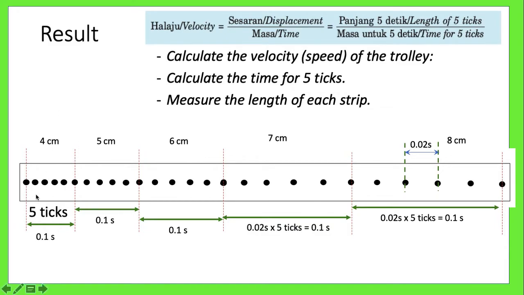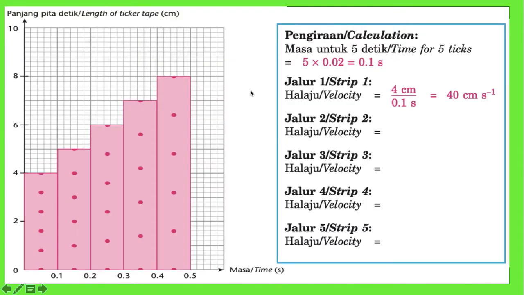The displacement obtained in the first strip is 4 cm and the time taken for these 5 ticks is equal to 0.1 second. When we substitute this value into this formula, we will get the velocity of the first strip equal to 40 cm per second. Let's continue to calculate the velocity for the second strip, third, fourth, and the fifth strip.